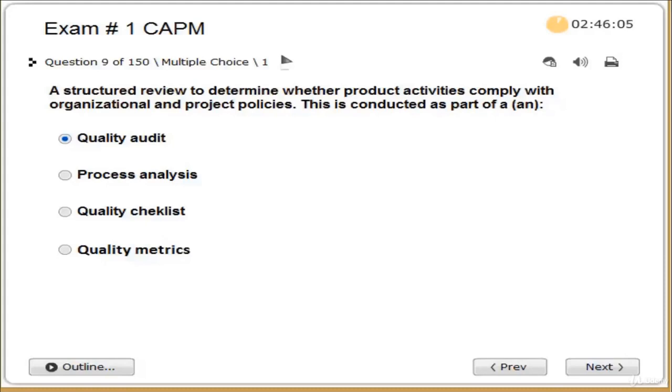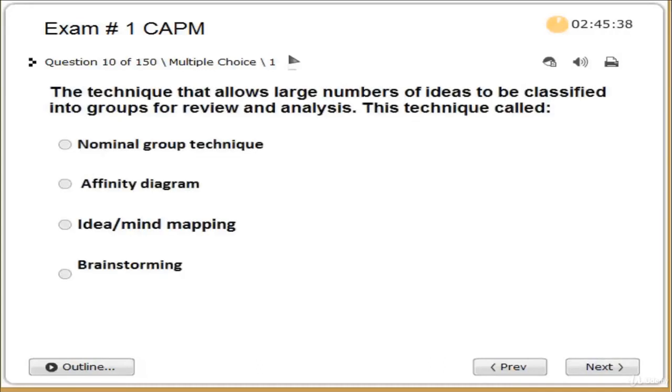Option B. A process analysis follows the steps outlined in the process improvement plan to identify needed improvements. Option C and option D, quality metrics and quality checklists, are two useful tools that can be used to ensure that the product, process, or the project quality is being met.